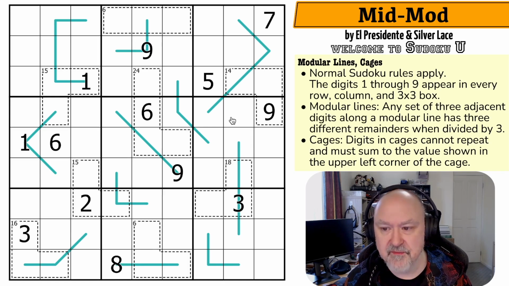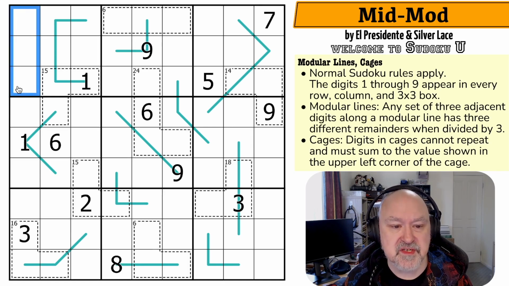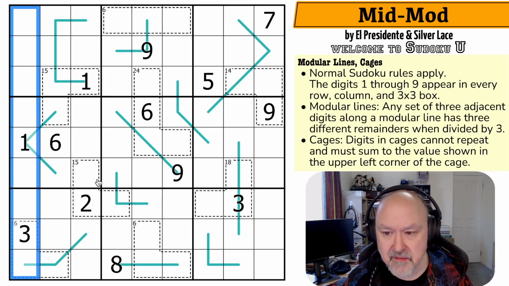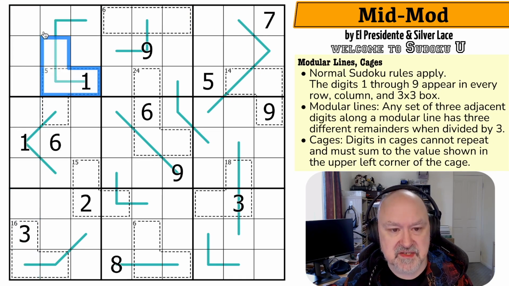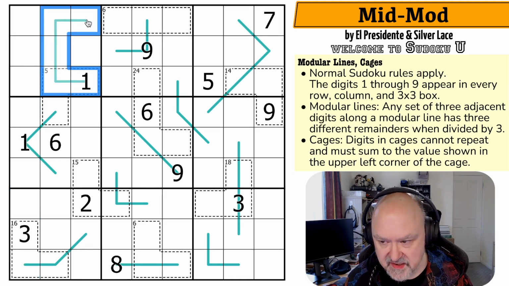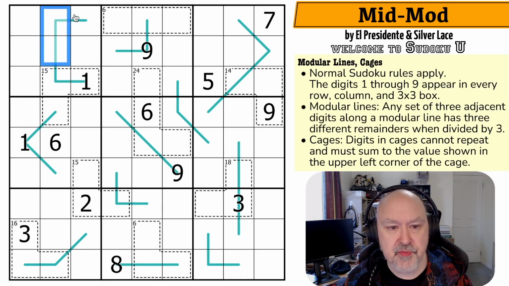So what do we have? We have normal Sudoku rules. In every box, in every row, and in every column, we need to place the digits 1 to 9 without repetition. These teal lines are modular lines, and any set of 3 adjacent digits on a modular line has 3 different remainders when divided by 3.